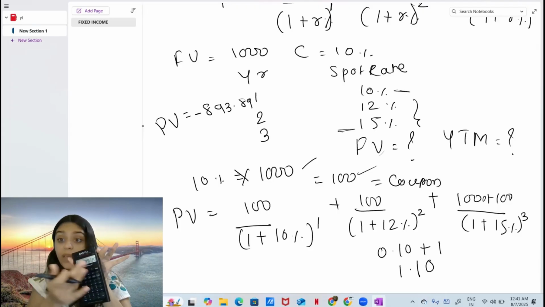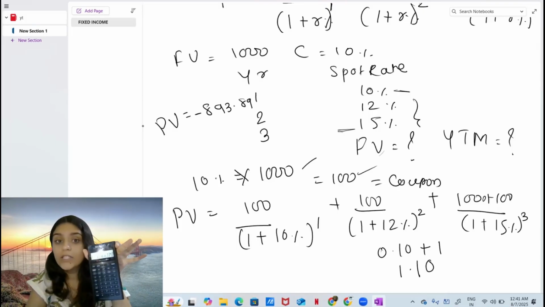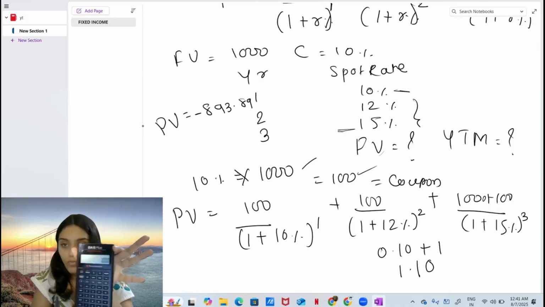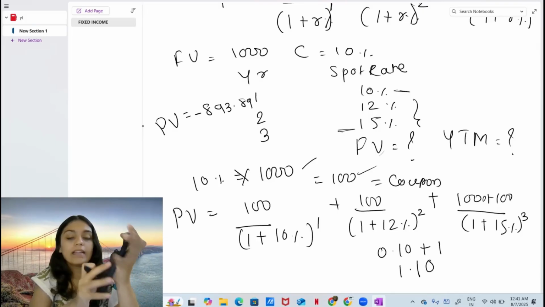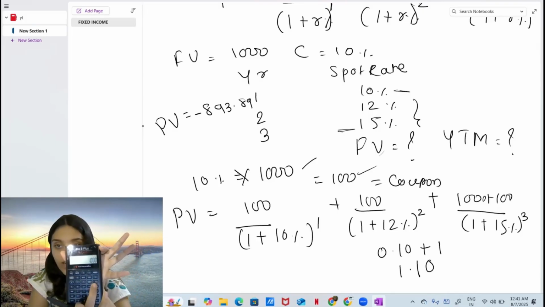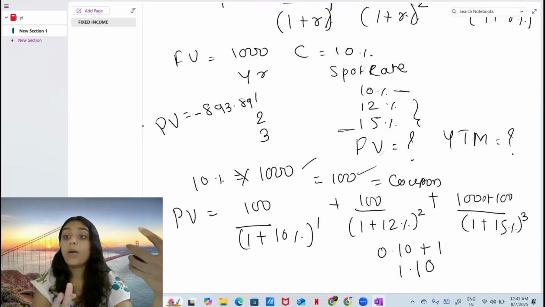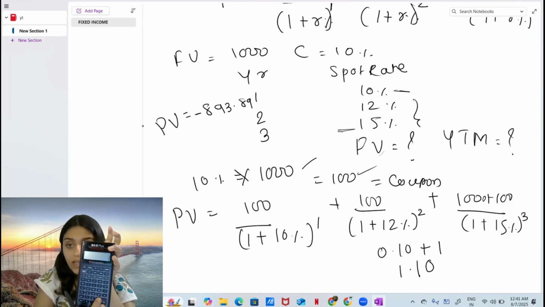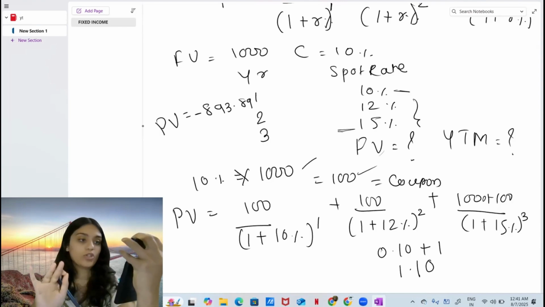Now your PV is entered. Now what is your FV? FV is 1000. So put 1000, and then just click on FV. This is your FV button. Done. Now our maturity is after 3 years. So put 3 and then just click N. So this is your maturity.